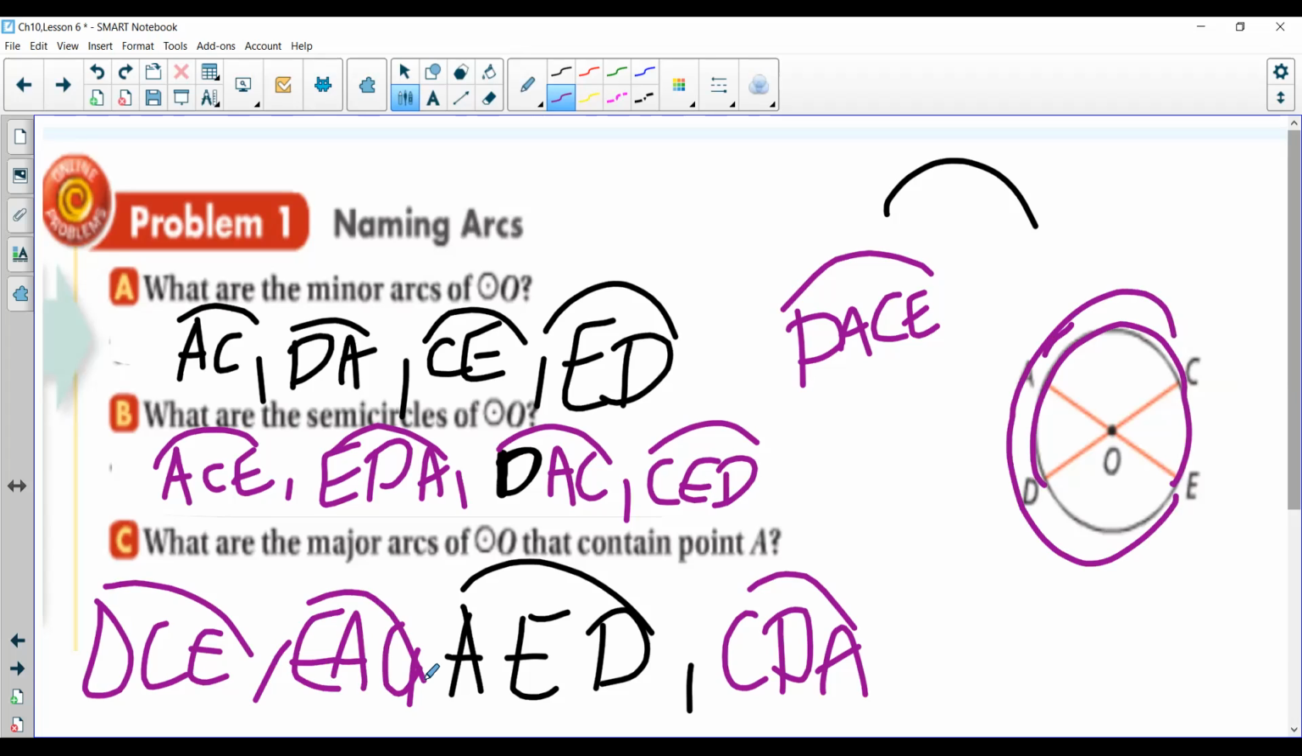Is everything clear now? How can we name the major arc, the minor arc and the semicircle? Yes, thank you.